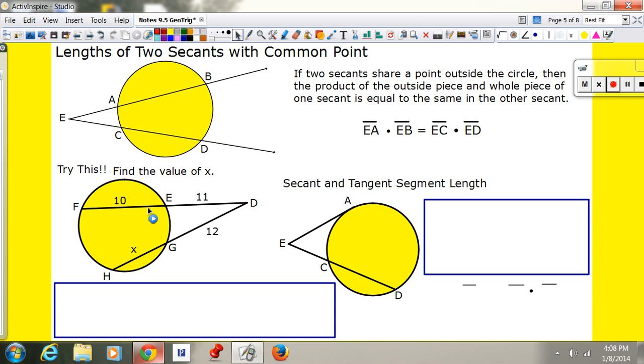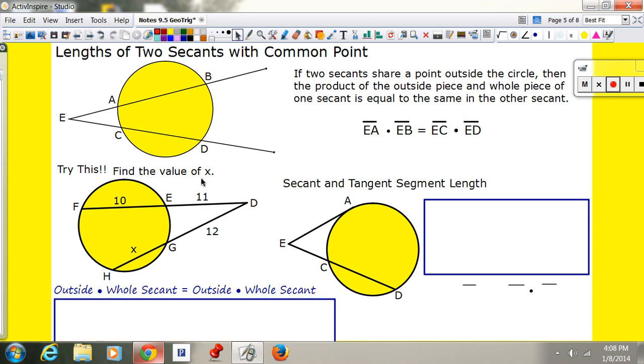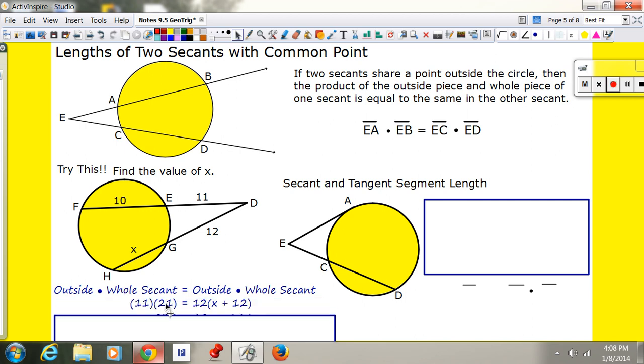Okay, so here's a couple examples then. We got outside piece times the whole secant. Outside piece times the whole secant. So what we do is the outside piece is 11. The whole secant is 21. 11 plus 10 is 21. So it's 11 times 21, not 11 times 10. Outside times whole amount.